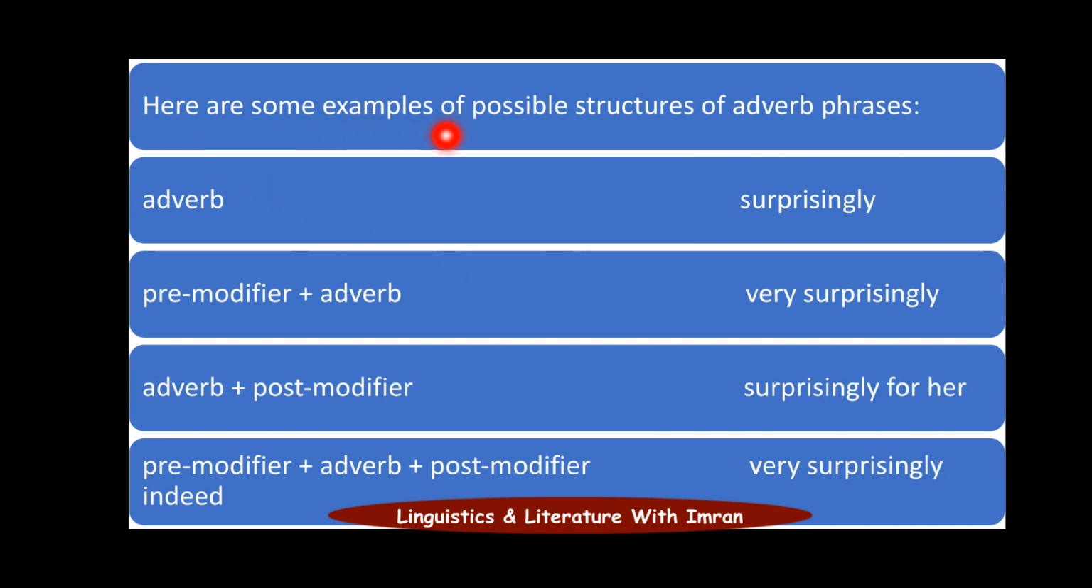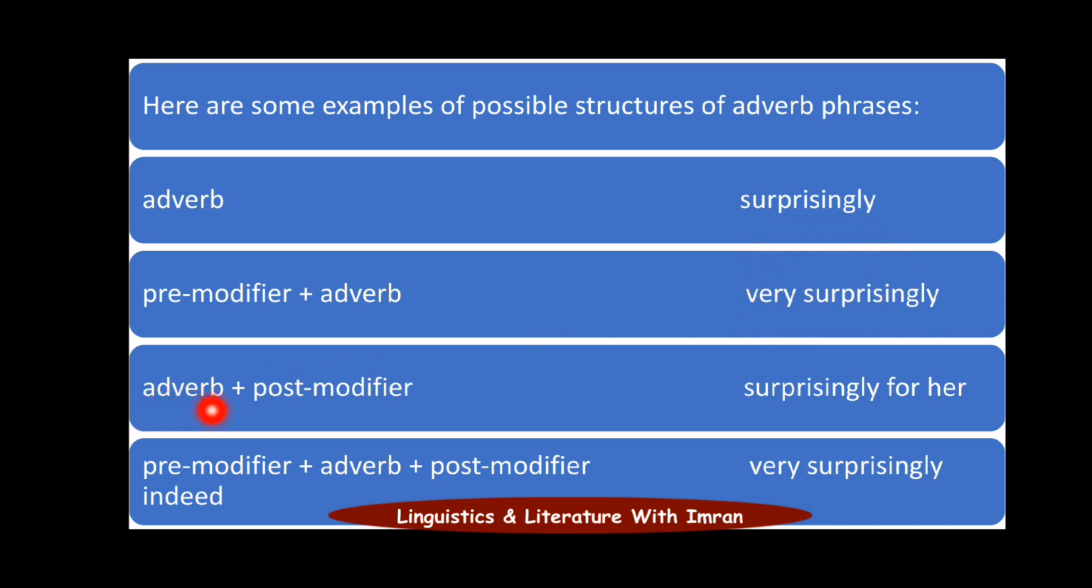Here are some examples of possible structures of adverb phrases. For example, the structure can be just an adverb, like we say "surprisingly." So surprisingly is only one word and it is an adverb. It is called an adverb phrase. Or it may consist of pre-modifier plus adverb, for example, "very surprisingly." Very is also an adverb and surprisingly is also an adverb, but very is used here as a pre-modifier, right?